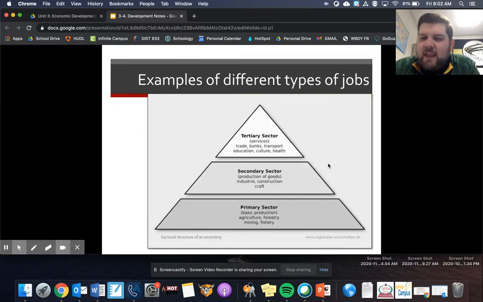Okay, it would be a good idea for you to write down or type down some examples of jobs that fall under the different categories. So again, for primary sector, I said it's agriculture or farming, fishing, mining, forestry. For the secondary sector, it's a lot of construction, industry kind of stuff, and then for the tertiary sector, this is where you're working at a bank, in education, in the healthcare field. So you're a nurse or a doctor. Those are all services. Anything like that would be considered tertiary sector.